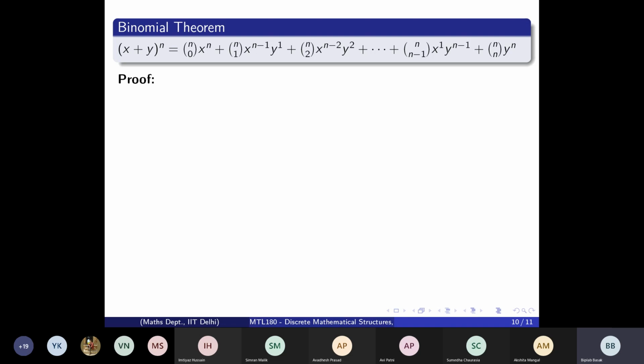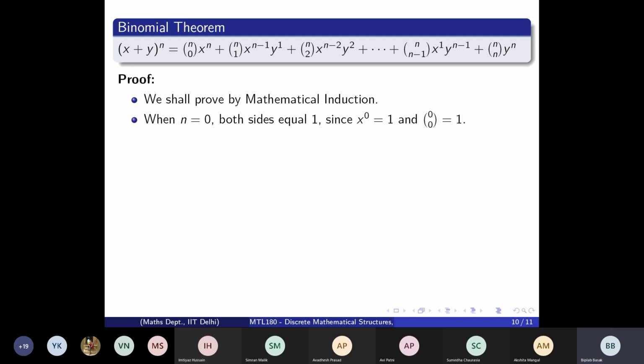Anyway, you can prove this by mathematical induction. First of all, if you take n equal to 0 or n equal to 1, that is trivial. If you take n equal to 0, both sides become 1, so it is true. If you take n equal to 1, both sides are equal to x plus y. So the base case is fine.